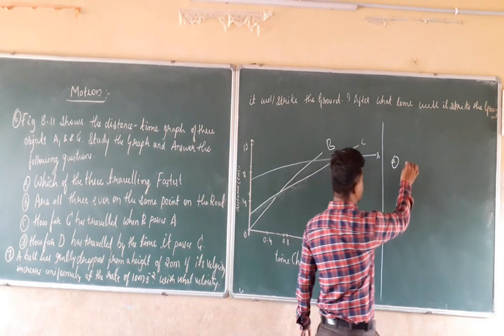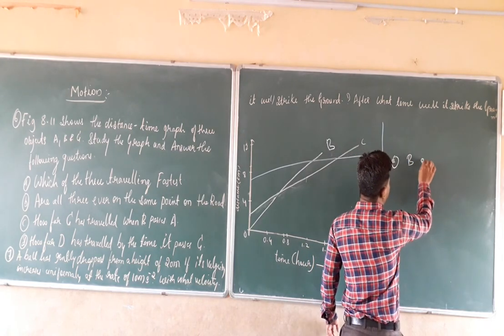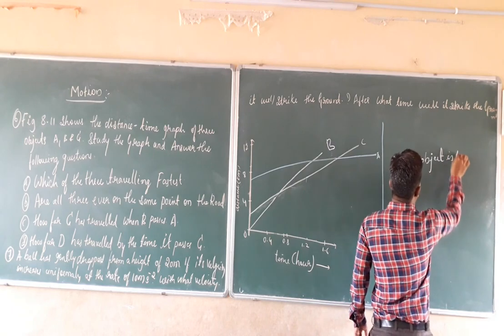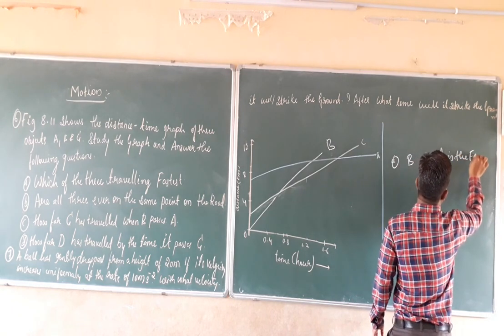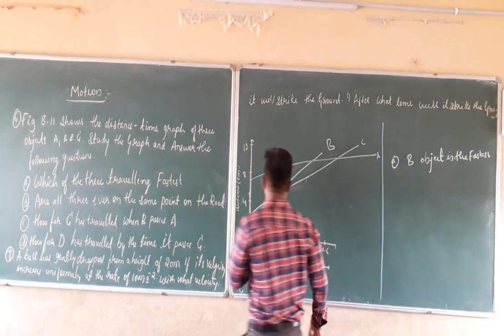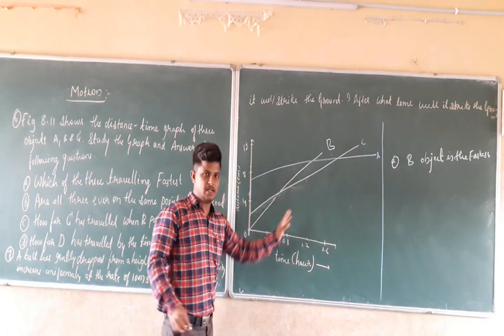The answer will be B. B will be the fastest. B object is the fastest. Right? There are two methods, by using the total distance covered divided by the total time taken.